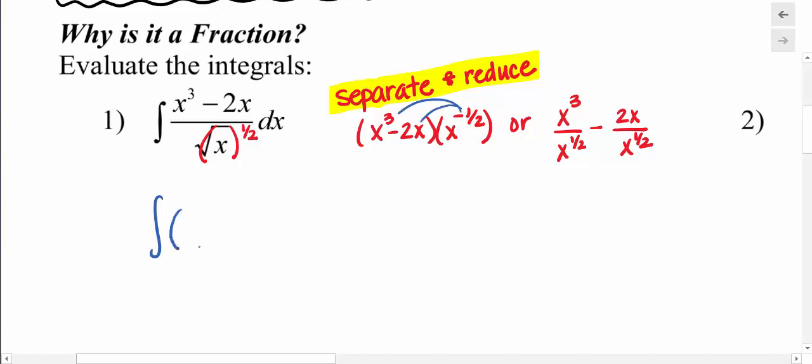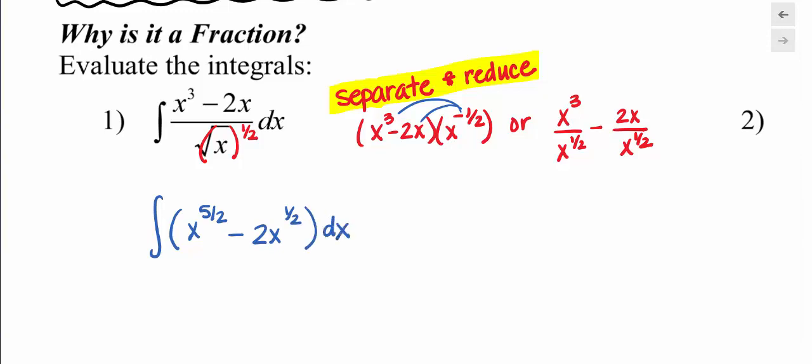So I should get the quantity, make sure you have parentheses there, and this will become 6/2 minus 1/2 is 5/2 minus 2x to the 1/2, 1 minus 1/2. And that's actually what we are integrating.